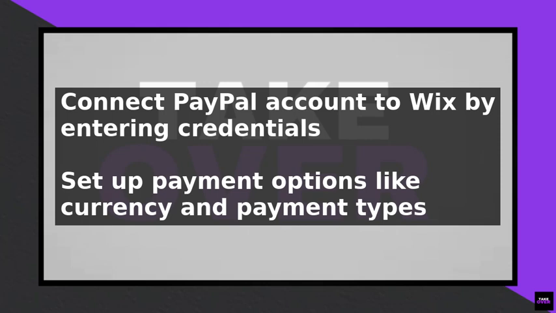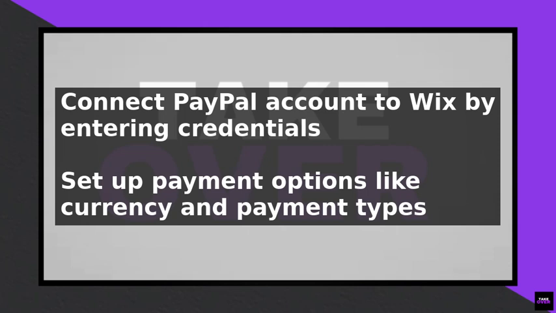You will need to connect your PayPal account to Wix by clicking on the Connect to PayPal button and entering your PayPal credentials. Once connected, you can set up your payment options, such as the currency and payment types you accept.